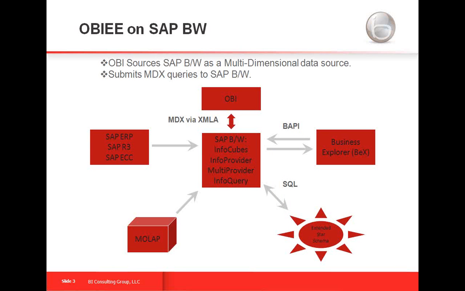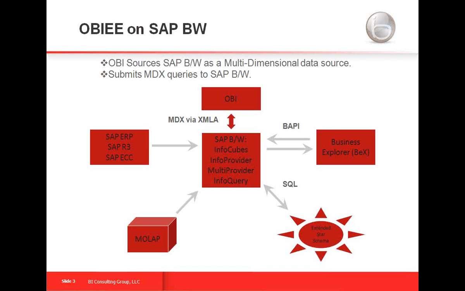All right. So to start, like I said, we're going to talk a little bit about OBIEE on SAP BW. The basic architecture of OBIEE and SAP BW is that SAP BW is fed by SAP ERP. They also call it R3 or ECC or some other names for it. But the SAP BW Business Warehouse is sourced by the SAP ERP system.